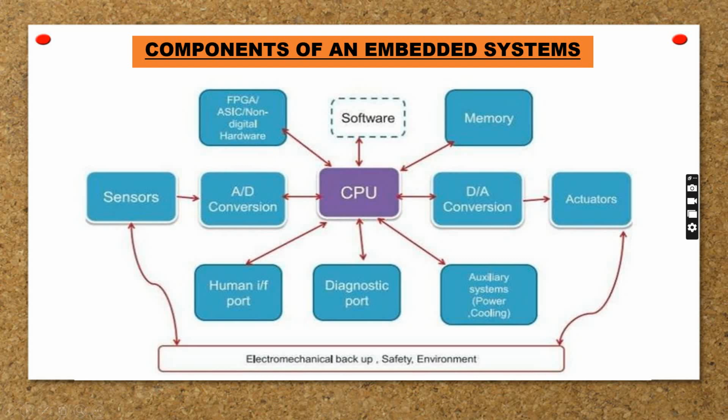Another component is the analog to digital converter, digital to analog converter, and sensors, which measure physical quantities such as temperature, pressure, humidity, etc. Actuators convert electrical signals from the system into physical action or movement. Then there are the human interface port, FPGA, software, and other auxiliary systems.